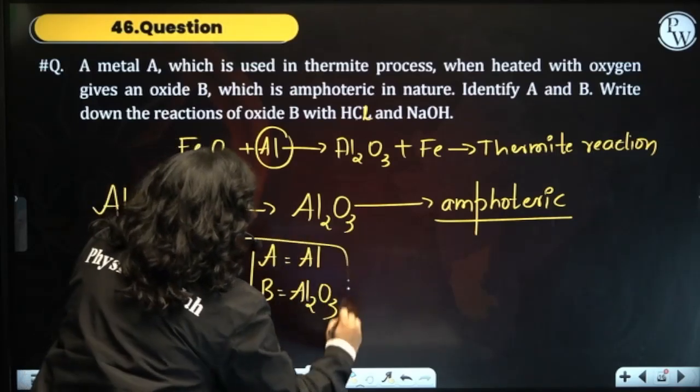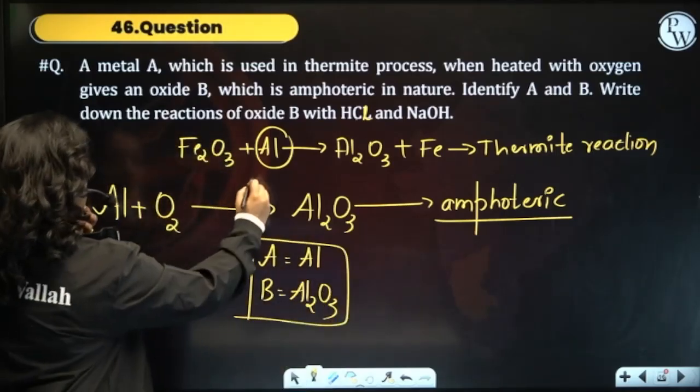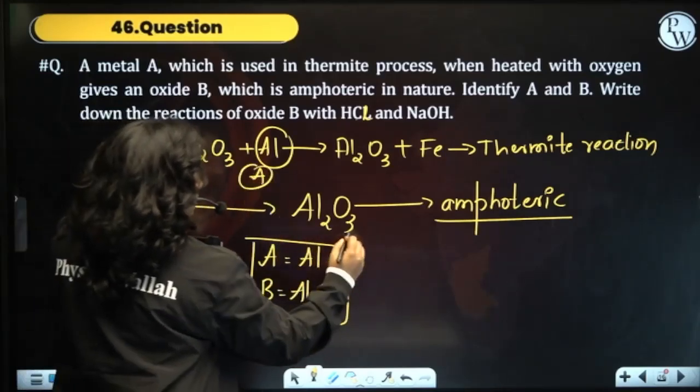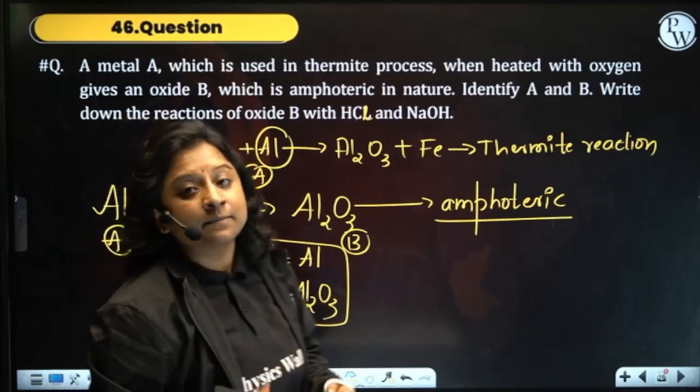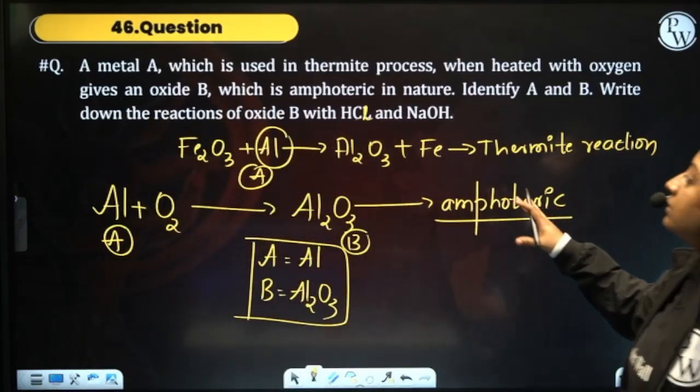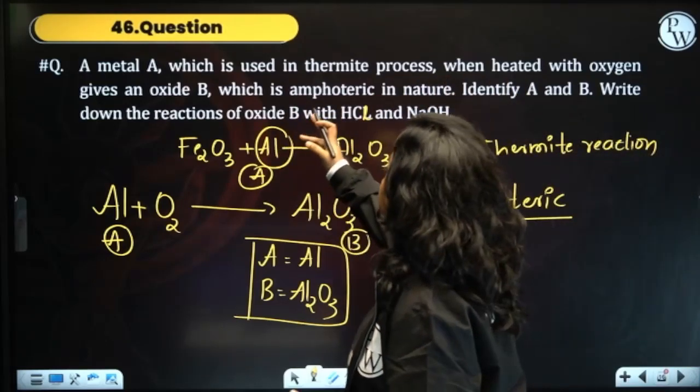Al2O3. This is A, and Al2O3 is B. Now which is amphoteric in nature? Identify A and B. Write down the reactions of oxide B with HCl and NaOH. Shall we?